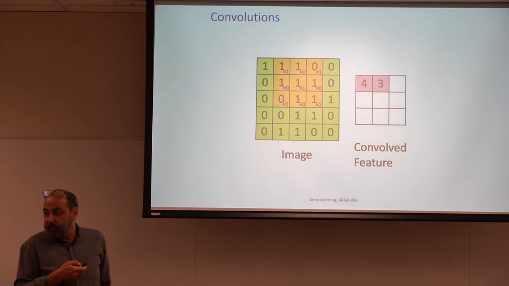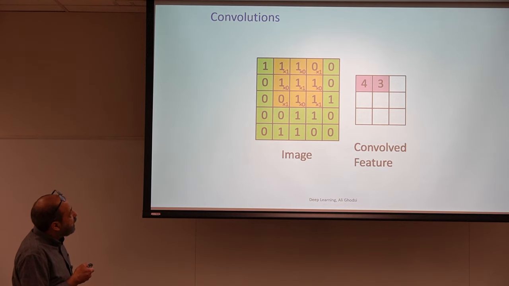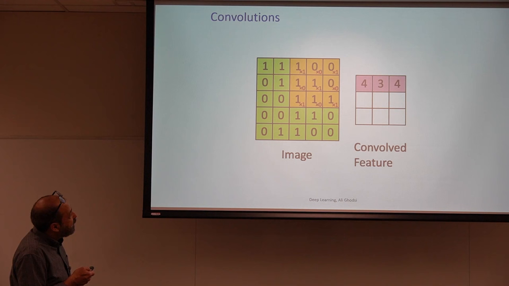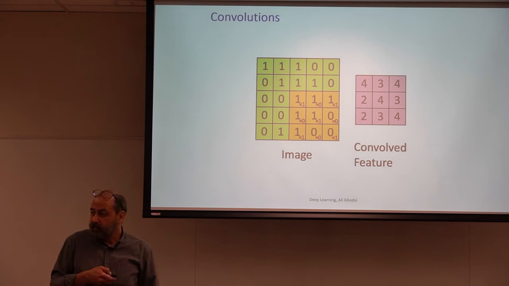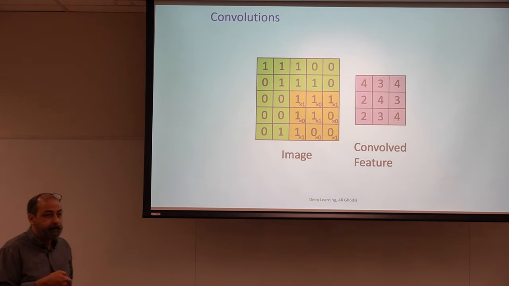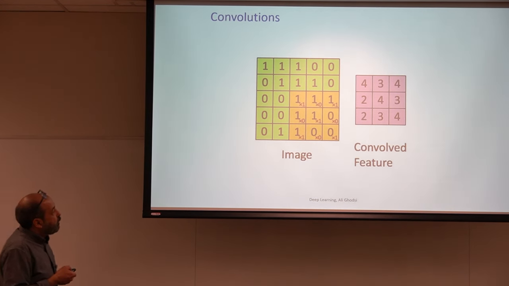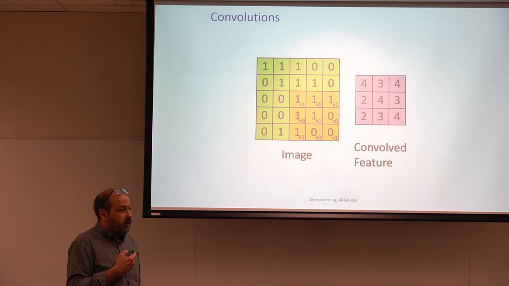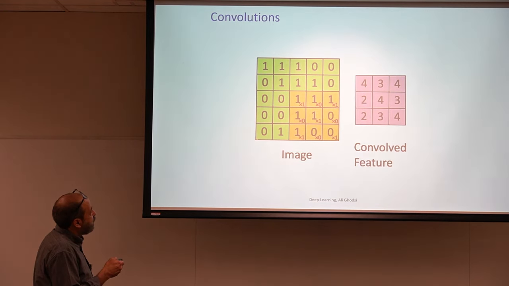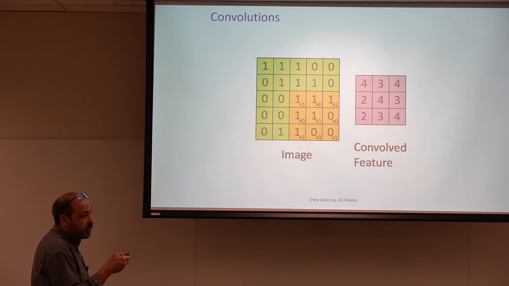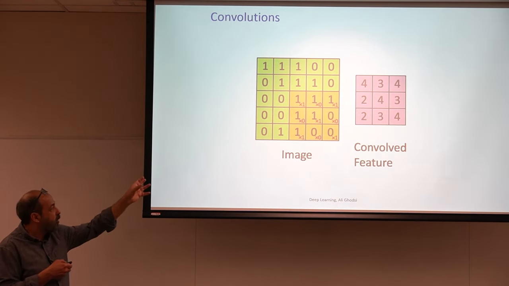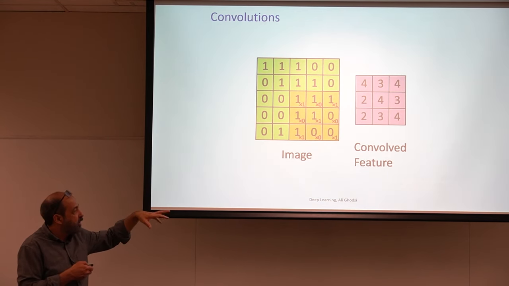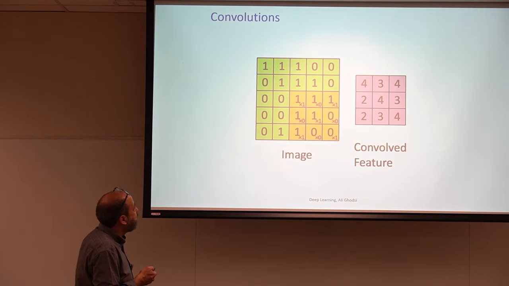And then you shift the kernel to the right and convolve it again. It's going to be 3, and then shift it again. Shift it down. This way you find the convolved feature. The convolved feature could be the same size as the image if you want. The way to do it is to extend the image and add some zeros, or copy the image itself, to make the convolved image the same size. Usually it's not. Okay?